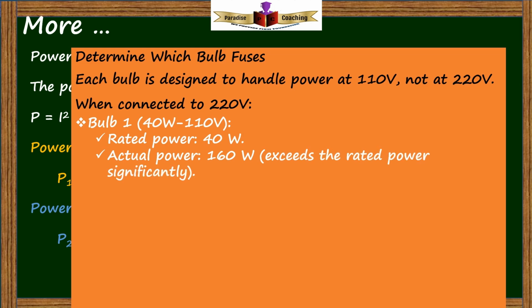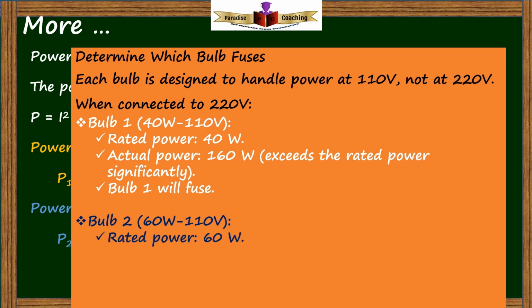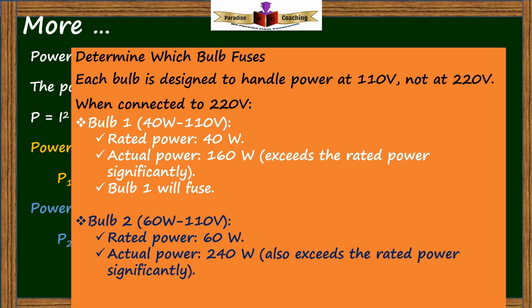For bulb 1, the actual power exceeds the rated power. Hence, bulb 1 will be fused. Also, for bulb 2, the actual power exceeds the rated power. Hence, bulb 2 will also be fused.